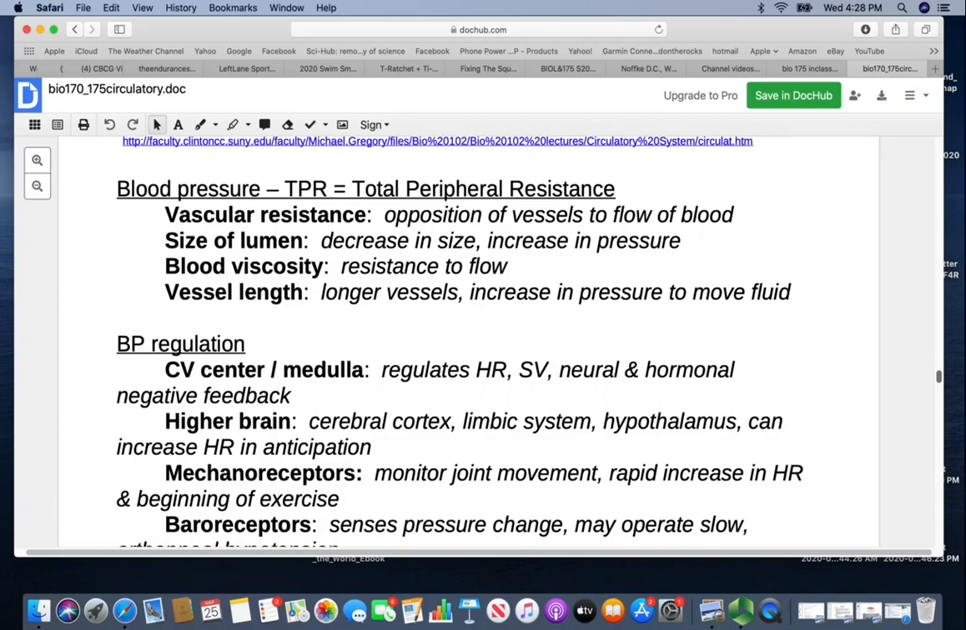The longer the vessels are, the more pressure it will take to move the fluid. This is where we can really have an influence on our blood pressure. For every pound of body fat, you have between a half a mile and a mile of blood vessels in there. So eliminating that can actually really decrease some of the work for the heart.